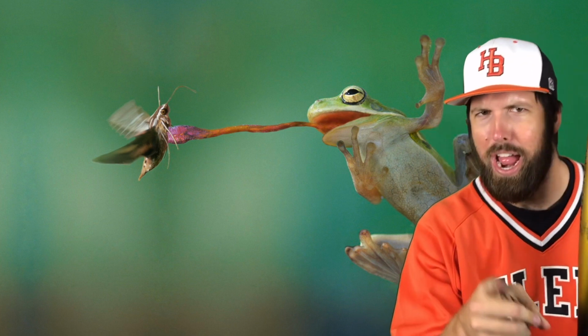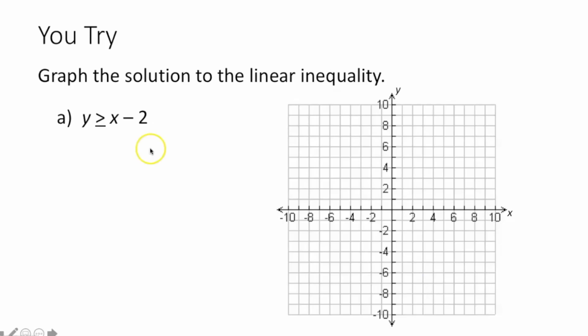Boom! You try. Okay, doing the same thing. First, put it in slope-intercept form.